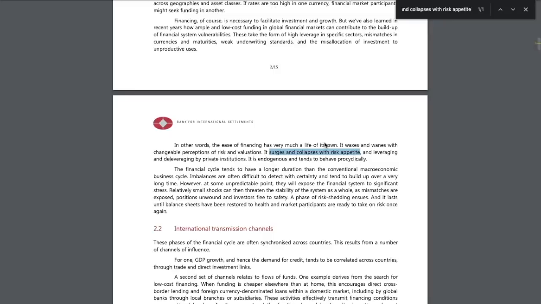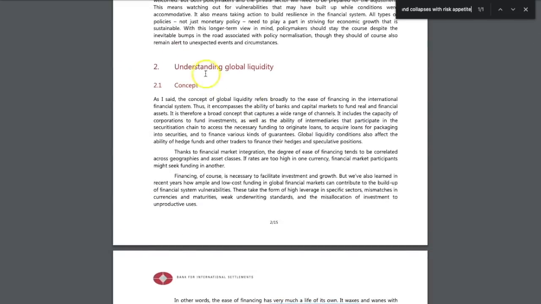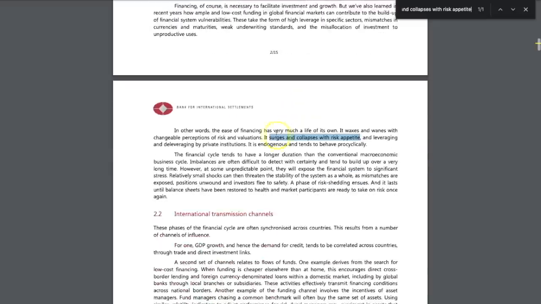I was able to come down into the section over here on understanding global liquidity. And it talked about how the ease of financing has very much a life of its own, that it waxes and wanes with changeable perceptions of risk and valuations. It surges and collapses with risk appetite. How was risk appetite in March, right? Obviously, it was extraordinarily negative. And then we see that liquidity collapses with that risk appetite, and with leveraging and deleveraging by private institutions.